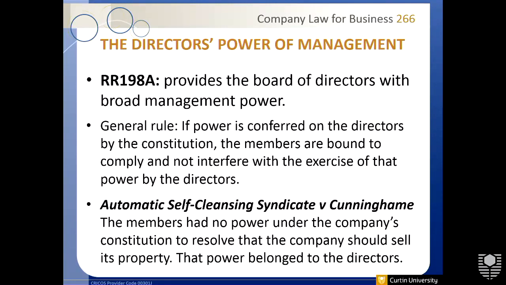Now let's look at the case of Automatic Self-Cleansing Syndicate and Cunningham. What happened in this case was that one of the shareholders decided that the asset of the company must be sold. So he convenes a meeting and passes this resolution that the company asset be sold. And when the directors refused to do so, and Mr. Cunningham is one of the directors, he decided to bring an action saying that the directors have not followed the resolution that the company must sell the assets to a nominated company.